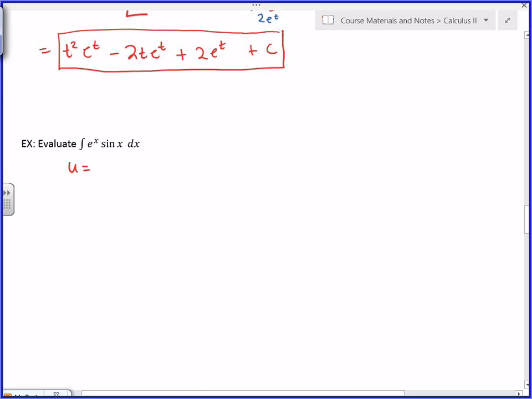I'm going to suggest u is e to the x and dv is sine of x dx. Actually, it doesn't matter, I don't think, in this case, which one you choose. It works exactly the same way, even if you get them backwards.